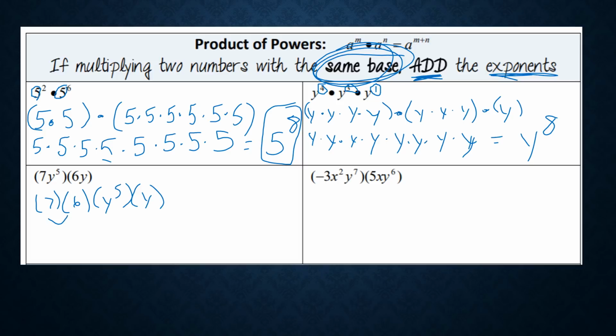That's a different rule. So we've got 7 times 6, we know is 42. And then we've got y to the 5th, so 1, 2, 3, 4, 5 times y. So our final answer would be 42 y to the, let's count them, 1, 2, 3, 4, 5, 6.